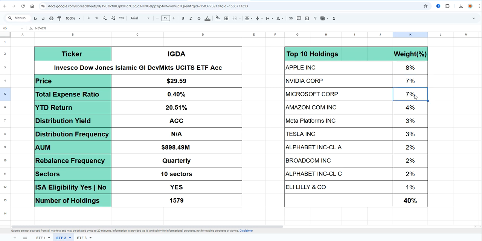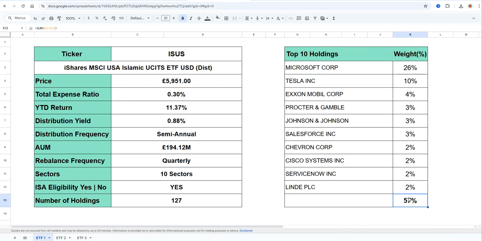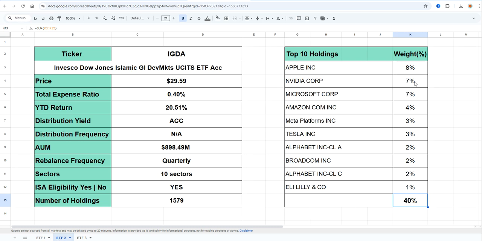So 8%, 7%, 7%, and then the rest of them 4, 3, again 2%, 1%. I really like that. I prefer this any day, and that's 40%. Remember the other one, we were looking at 57%. Out of 127 stocks, the top 10 is over 50%, which is ridiculous. And this one, of course, is 40%. The rest of the 60% is whatever companies are left, which is absolutely amazing.